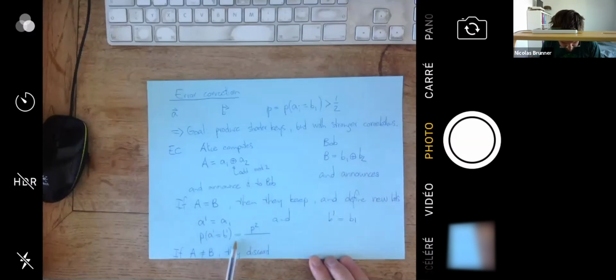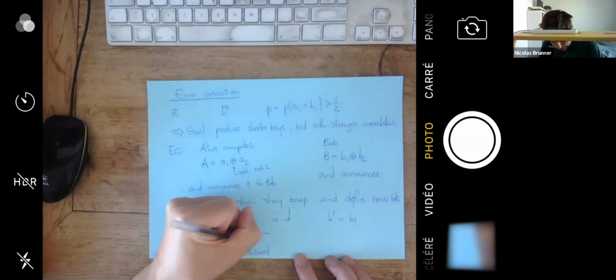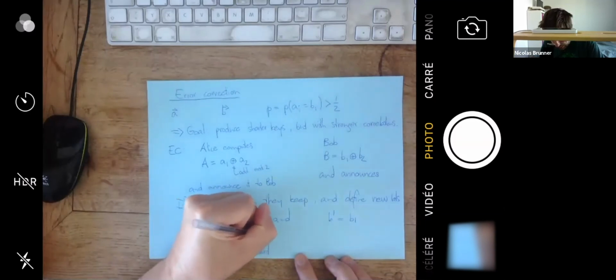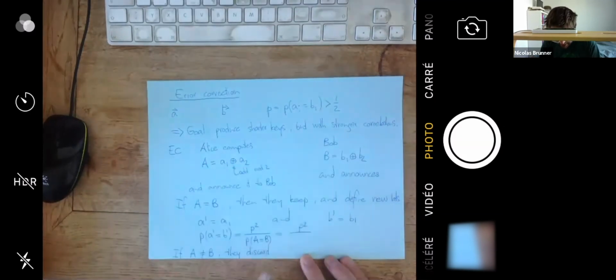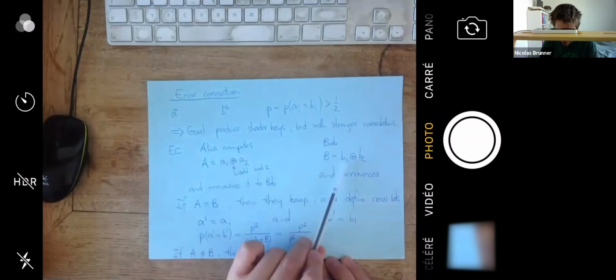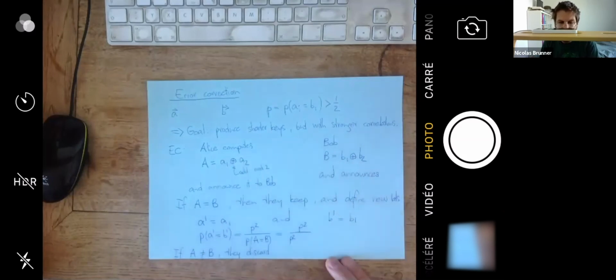However, what I need to add here is a denominator, because A prime and B prime are not generated in every round. They are generated only if capital A is equal to capital B. So I have to renormalize by the probability. This must be the probability that capital A is equal to capital B, and this I can calculate. I know that there is already a term P squared, which is the case I described before, when A1 is equal to B1 and A2 is equal to B2.